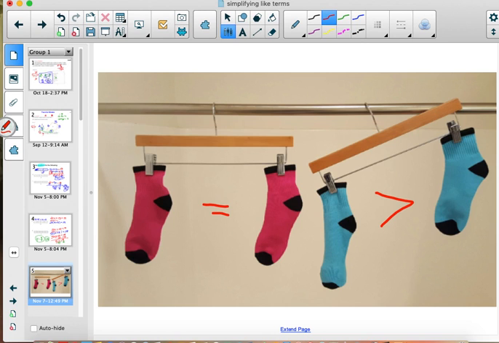Jackson, what do you think? I think that the blue sock to the right is not the same mass as the red ones, but the left blue one looks a little bigger and longer. So maybe it could be wet or something. And who knows? If it's wet, is something heavier? Yeah.